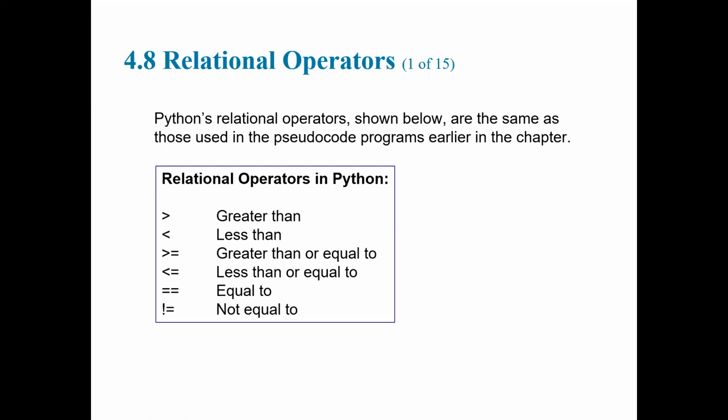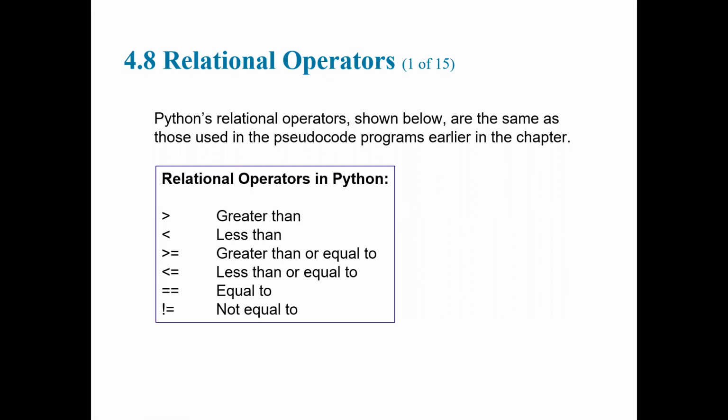So Python's relational operators are shown below, and they're the same as those used in the pseudocode earlier in the chapter. Something that may seem different to you is that when you want to test for equality, we're going to be using two equal signs. And when we're going to test for something not being equal to, that's exclamation point equal sign. When you use two of these together, there's no space in between these two characters.